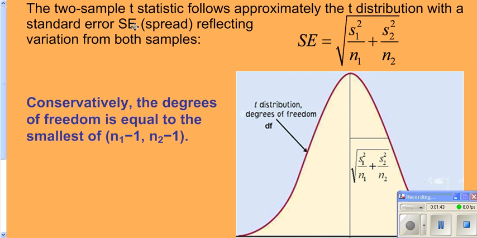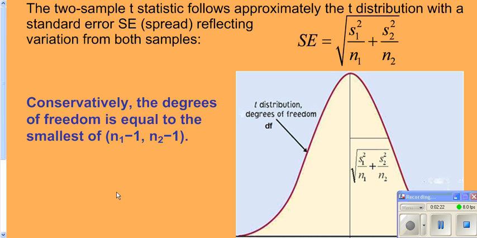Now, your standard error, which reflects how spread out your data is, is given by the standard deviation of your first sample squared divided by the size of that first sample, plus the standard deviation of your second sample squared divided by the size of that sample. And then you want to add them together and take your square root. That's your standard error. Basically, that's measuring your variation, the standard deviation of that sampling distribution.